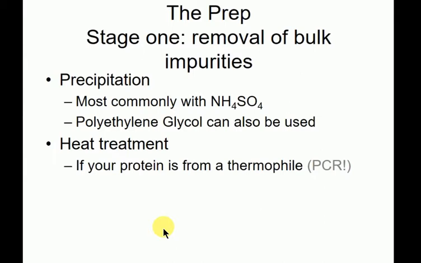You clone it into E. coli, and you can heat E. coli up to 90 degrees. Everything will precipitate, and what's left in solution is your protein from your thermophilic organism.